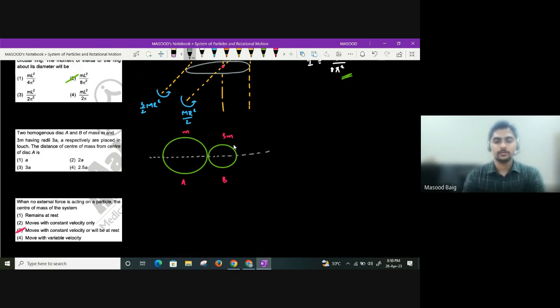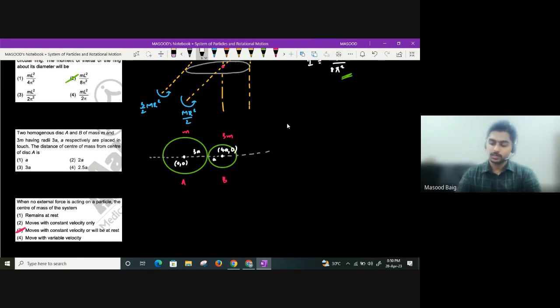Homogeneous means uniform, guys. For uniform regular geometrical shaped objects, where will the center of mass lie? At their geometrical center. From here to here, what is the distance? Radius, which is 3a. Here, what is the distance? a. So if I assume this to be 0, comma 0, automatically this will become 4a, comma 0. They're asking the distance of the center of mass from the center of disk A.